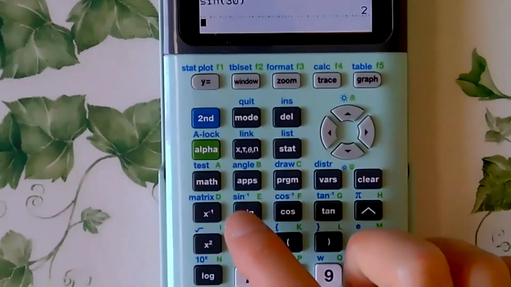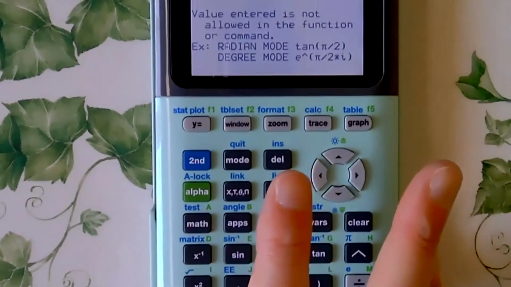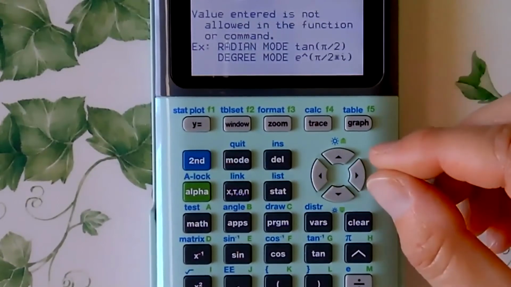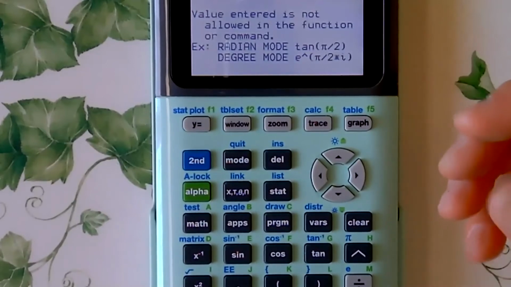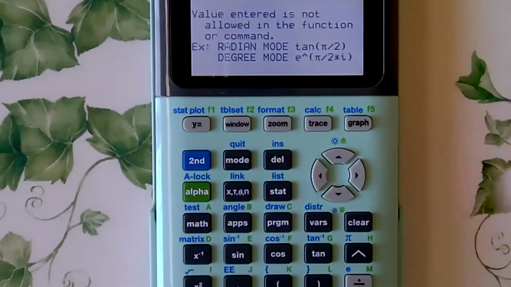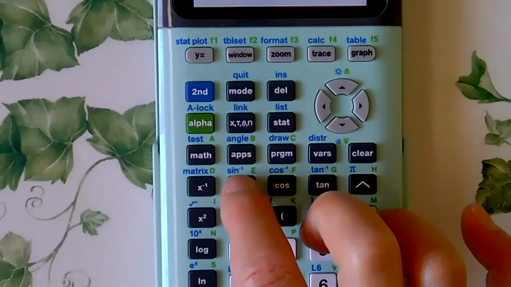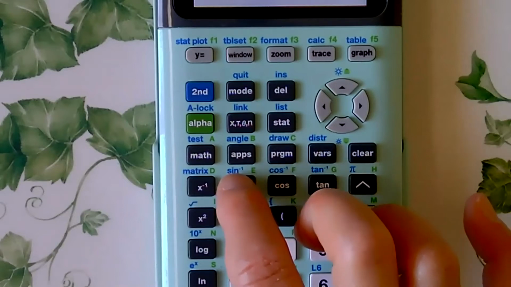You do not do sine inverse of 30, okay? This is going to say error to me because the maximum sine value is 1. So when I put sine inverse of 30, it's saying what angle gives me a sine of 30, and that's impossible. Okay, the most my sine will ever be is 1. So again, this button right here, the sine inverse, is not the same as cosecant. It is not the same as raising something to an actual negative first power. It is an inverse button.